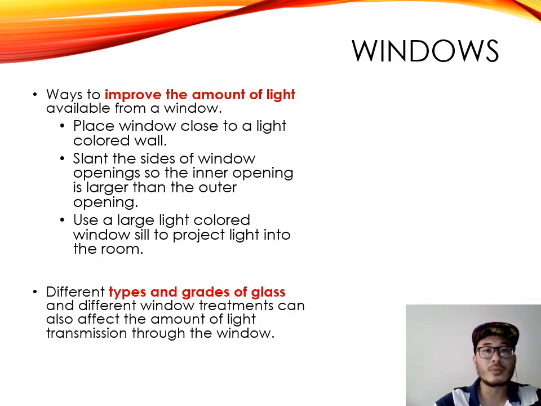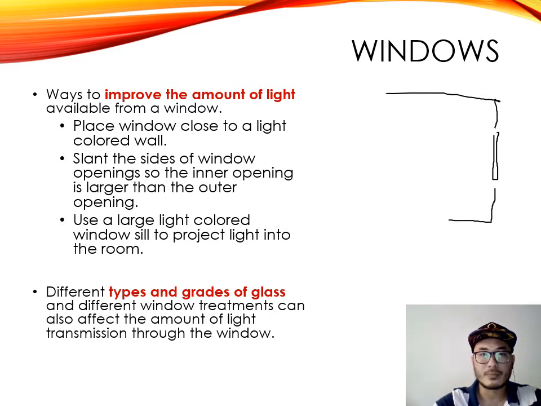Ways to improve the amount of light available from a window. Number 1, place the window close to a light colored wall. Slant the sides of the window openings so that the inner opening is larger than the outer opening. Use a large light-colored window sill to project light into the room.